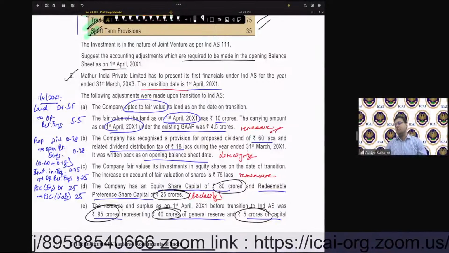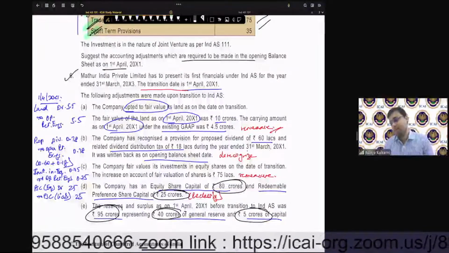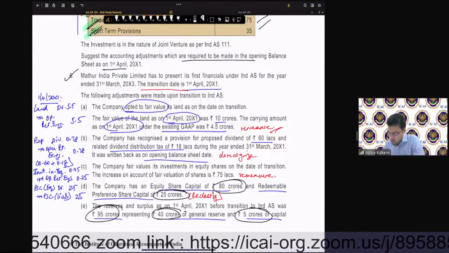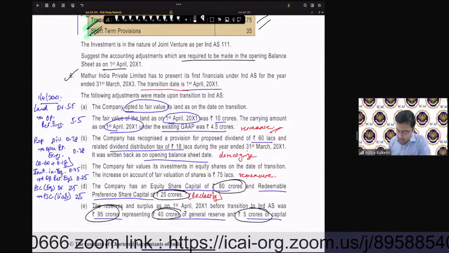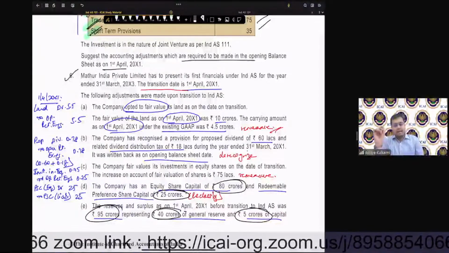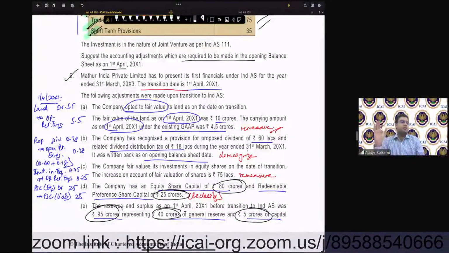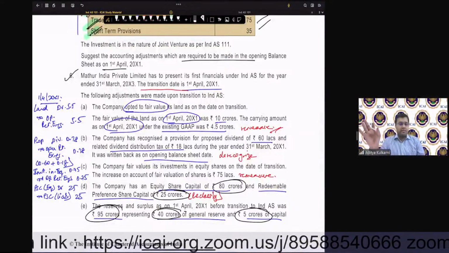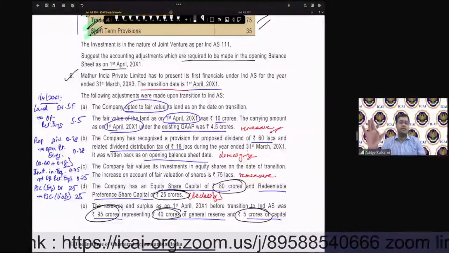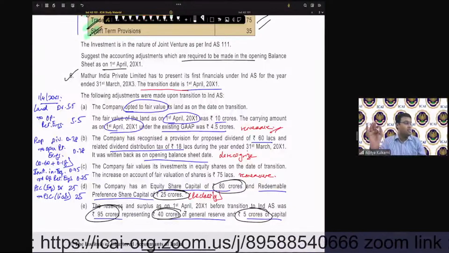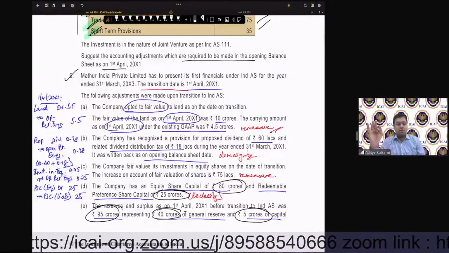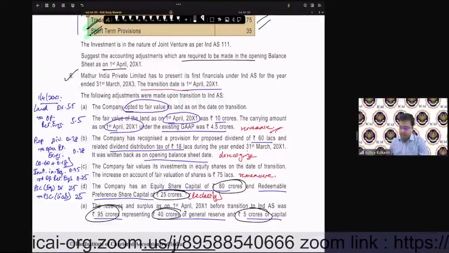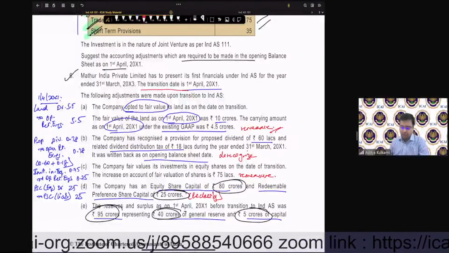The entry that you will be passing is land account debit to opening retained earnings. All these adjustments go to retained earnings. On account of transition, nothing goes to the P&L. Any transition related adjustments that happen will all be routed through the retained earnings, none of it through the profit and loss account. So land account debit to opening retained earnings, 5.5 crores, 10 minus 4.5.